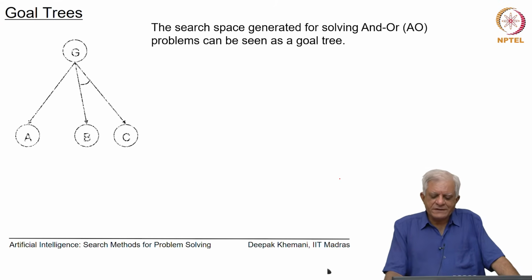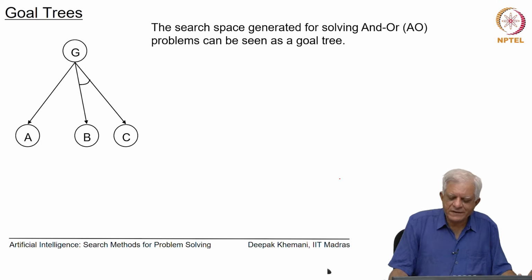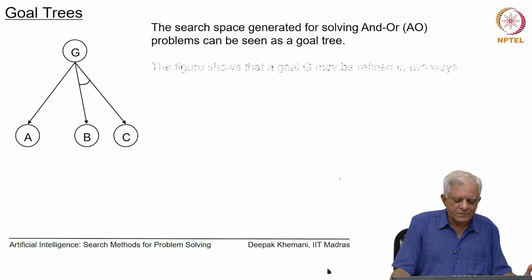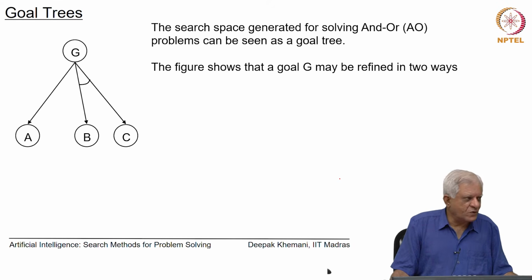So, the search space generated by the algorithm that we are interested in, which will be called the AO algorithm, in fact, AO star algorithm, can be seen as a goal tree. So, here you can see in this figure that there is a goal G that you want to solve, and you can refine it or simplify it or decompose it in two different ways.